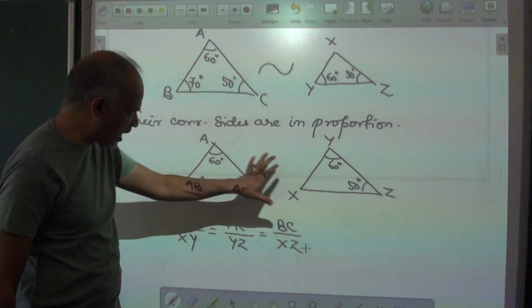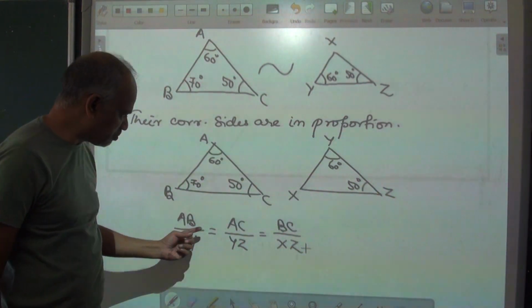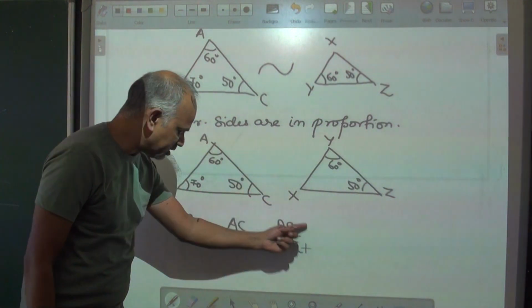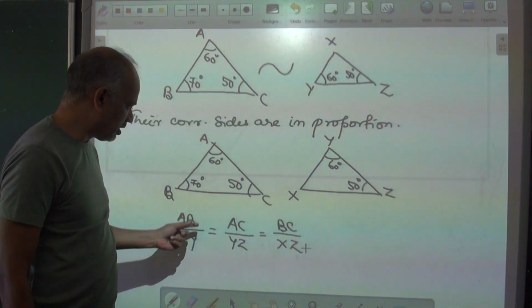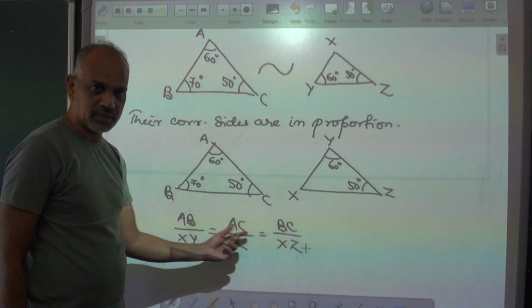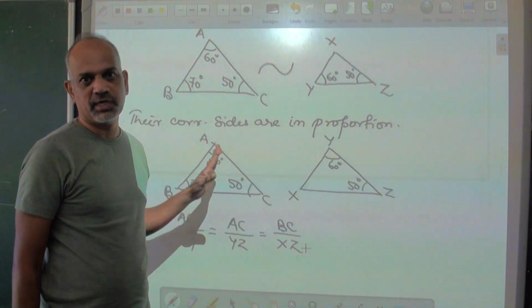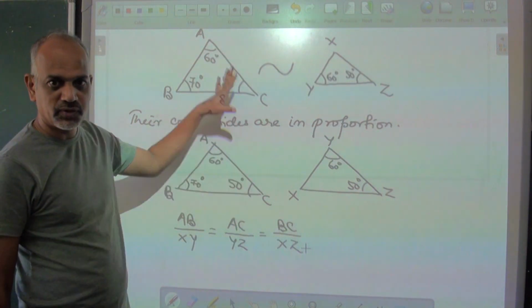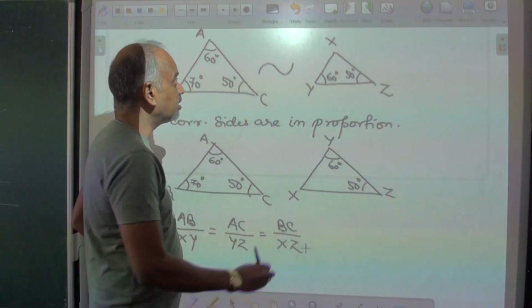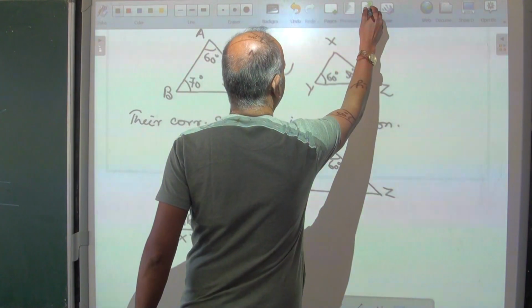So if two triangles are similar, then their corresponding sides are in proportion. This is the proportionality. All the corresponding ratios are equal. That's the proportionality that you can write if two triangles are similar. Okay. So these are few things that you have to know about similarity. We go to the exercise.